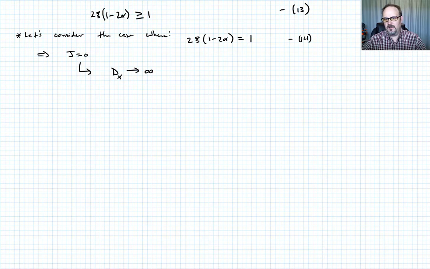So a 0 Jacobian gives us an infinite rate of deformation, which is again unphysical, right? So this is just going back to equation 6.